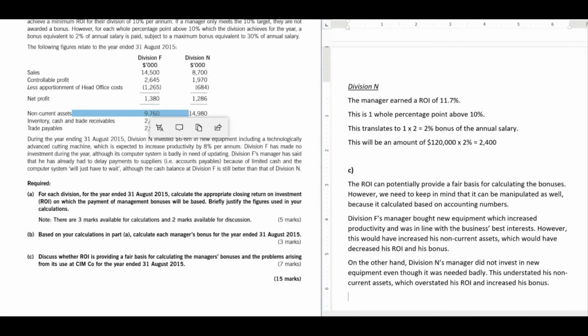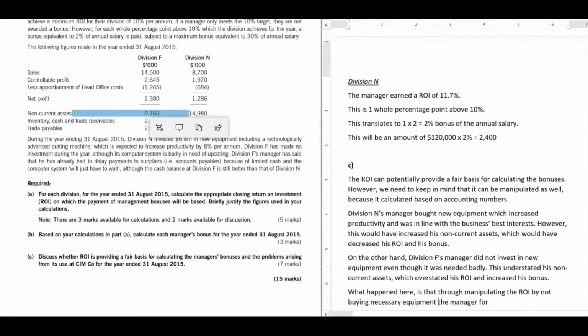Okay, so what happened here is that through manipulating the ROI by not buying necessary equipment, the manager for... I mixed up the two divisions. So this should have been Division N's manager bought the new equipment and Division F's manager did not. So we need to be careful for things like this.